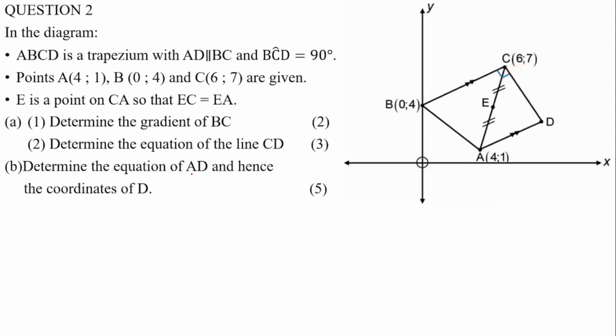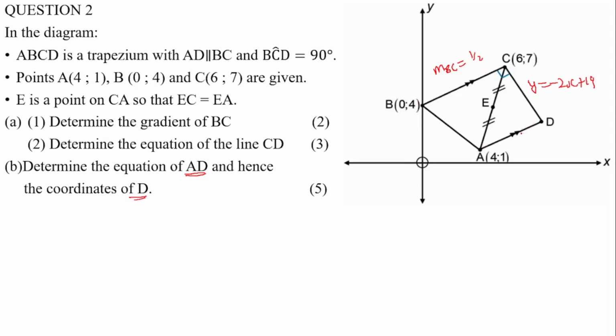Determine the equation of AD. Equation of AD, hence the coordinates of D. Remember, we found that the equation of CD is y is equal to negative 2x, then plus 19, and then we found that the gradient of BC is equal to 1 over 2. And then BC is parallel to AD, so the gradient of AD is also 1 over 2.